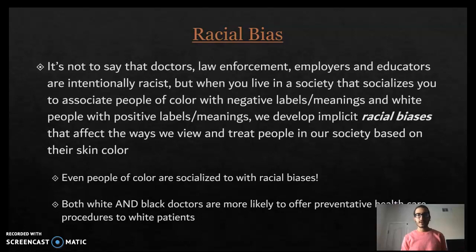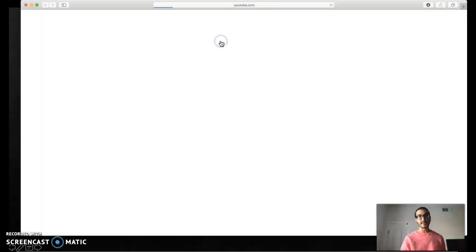All right, so the last video we left off discussing this topic of racial bias. Now we're going to go ahead and watch a short video that just provides further information about what racial bias is and how we come to develop racial bias as being products of the societies that we live in.